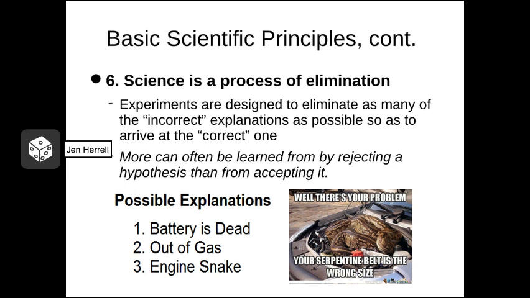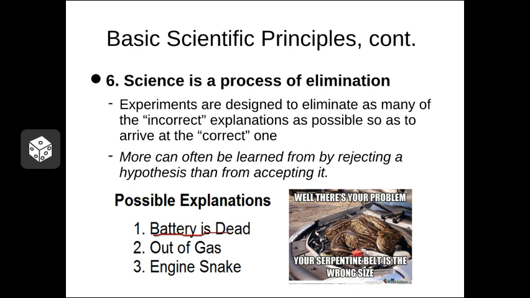Scientific principle number 6 is that science is a process of elimination. So we like to think of science as being this process where we try to prove things and we feel good about ourselves. But really, failure is a very important part of the scientific process. Let me give you an example. Let's say that you go out and you try to get in the car and the car won't start, or it's running rough, and you need an explanation for what's going on. Well, there are several possible explanations, and you're going to go through them one at a time.